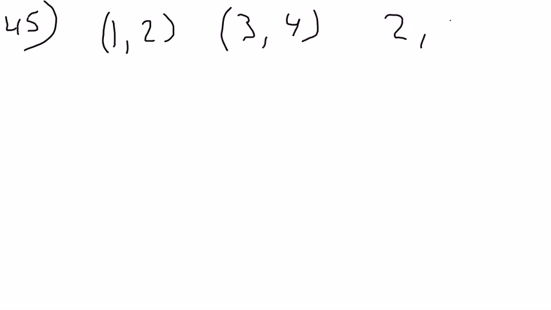All right, class, this is number 45. We're given 3 points: (1, 2), (3, 4), and (2, 5). Okay, I'm going to just plot these points so we can have a better idea of what's going on here.